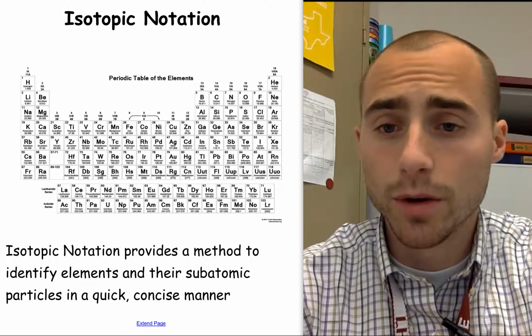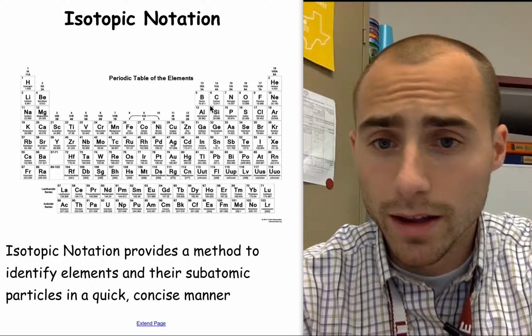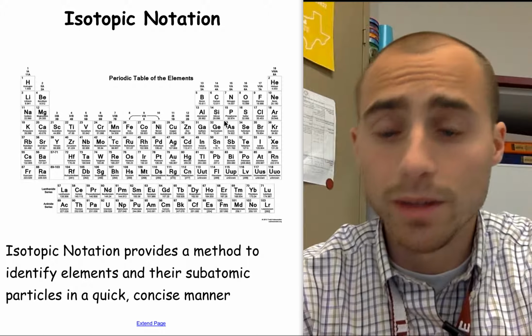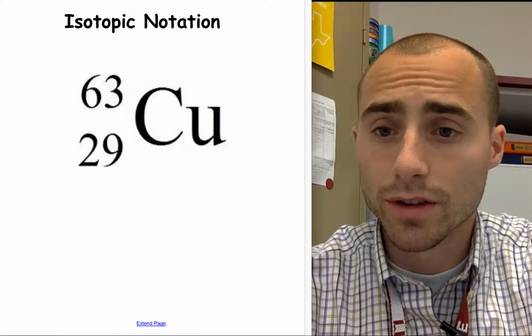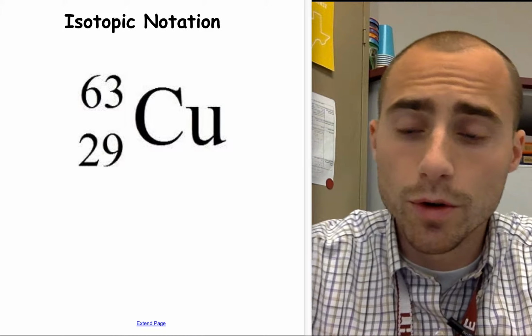I'm just going to start off by showing you, first off, you do need the periodic table to write isotopic notation. You need to know that this is the element symbol, that this is the atomic number, and this is the mass number. You need to know all three of those things in order to successfully engage in isotopic notation. So let's go ahead and show you the format.